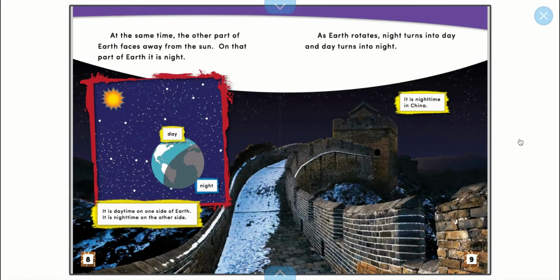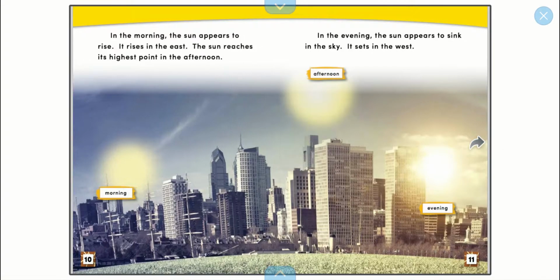At the same time, the other part of the Earth faces away from the sun. On that part of Earth, it is night. As Earth rotates, night turns into day and day turns into night. It is daytime on one side of Earth. It is nighttime on the other side. Here, it is nighttime in China.